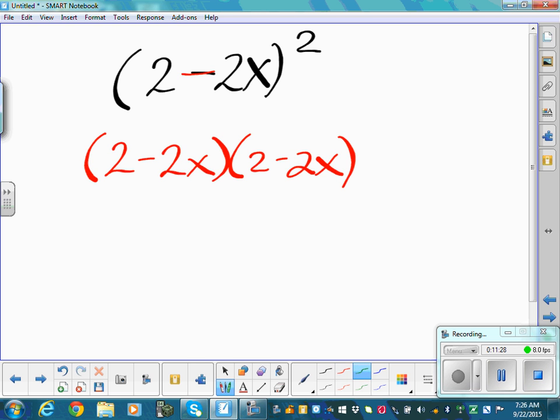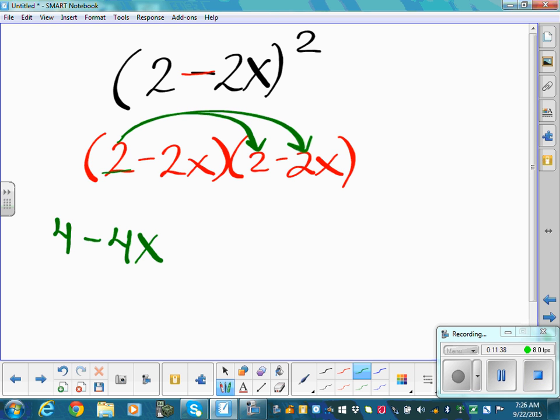Now from here, we'll double distribute. Focus on 2. 2 times 2 is 4. 2 times negative 2x. Negative 4x. Good. We distributed 2 through to everything. Negative 2x times 2 is negative 4x, and then negative 2x times negative 2x. Careful. 4x squared. Good. Positive 4x squared.